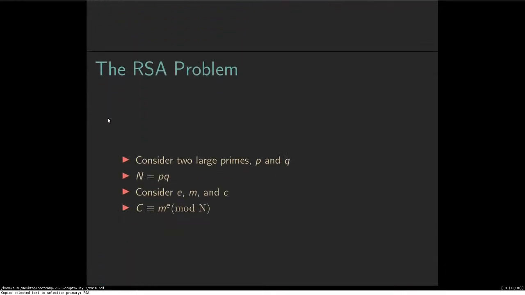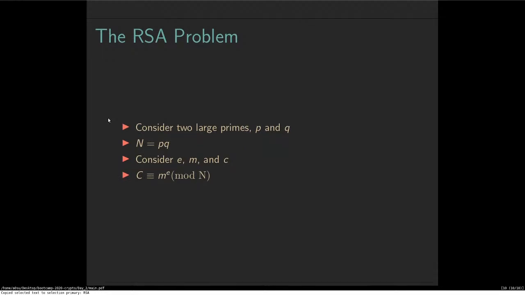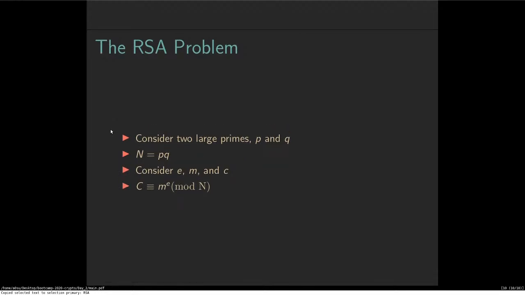So before we get into all the minor details of RSA, generically, we have two large primes, P and Q. Multiplying them together gives us our modulus N. And then we'll have values E, M, and C. So when we take the value M, which would be our message, raise it to this E, which would be a public key, that'll give us our ciphertext C mod N.